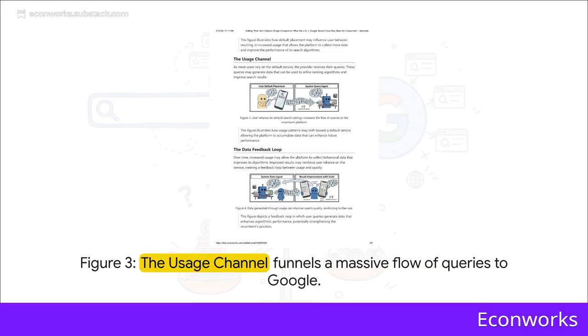And the scale we're talking about here is just mind-boggling. You know how it is. Most of us just stick with the default settings on our devices. So this usage channel, as the lawyers call it, funnels an absolute torrent of search data straight to Google. Way more data than any rival could ever dream of getting.